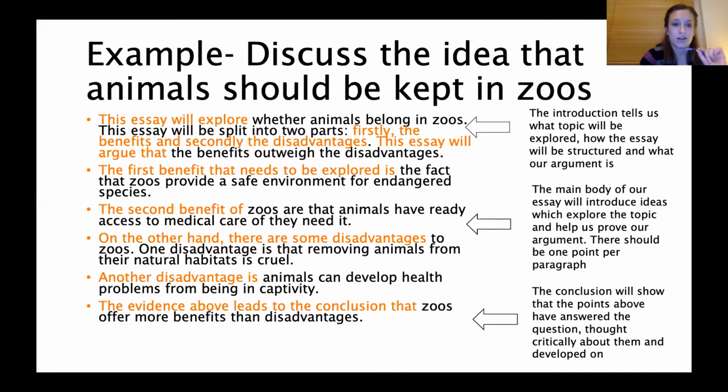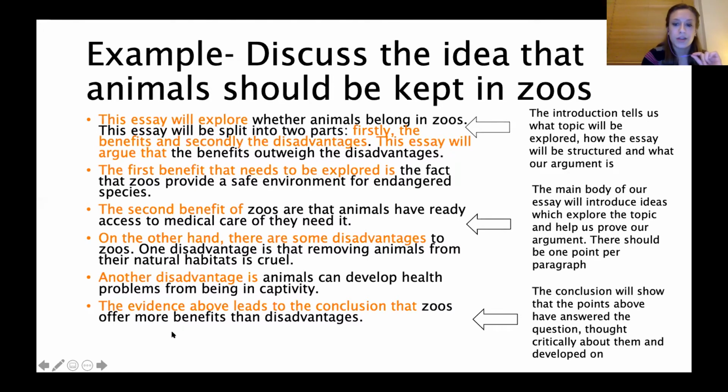So again, here, these are 4 different body paragraphs. And we look at both sides of the argument, so the benefits and the disadvantages, to show that you've really considered the whole argument.